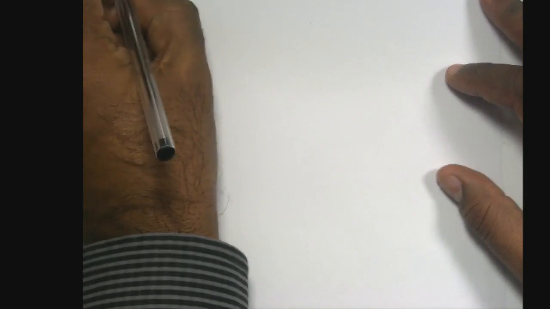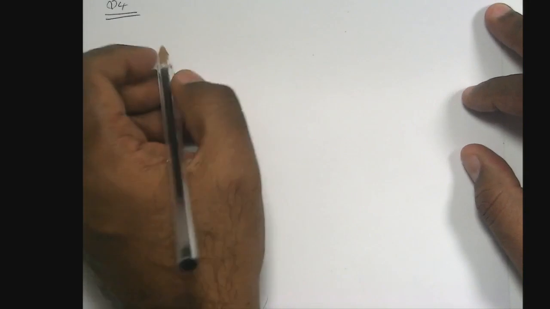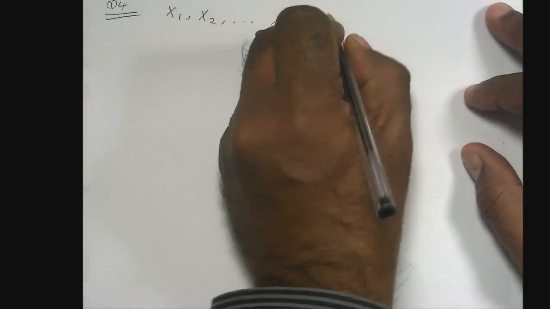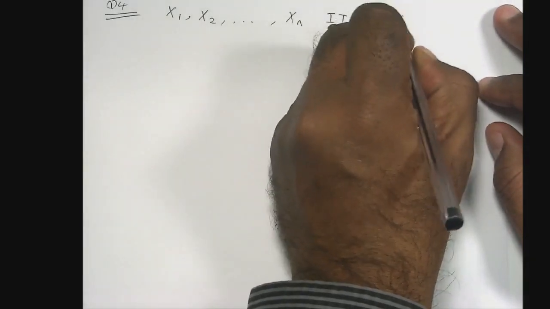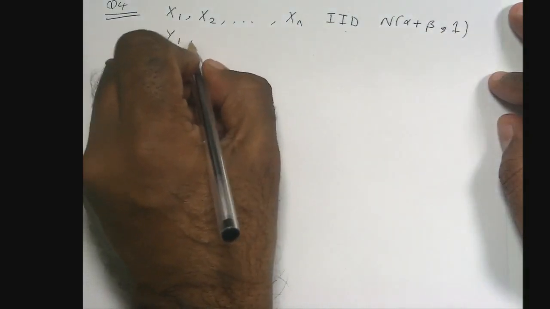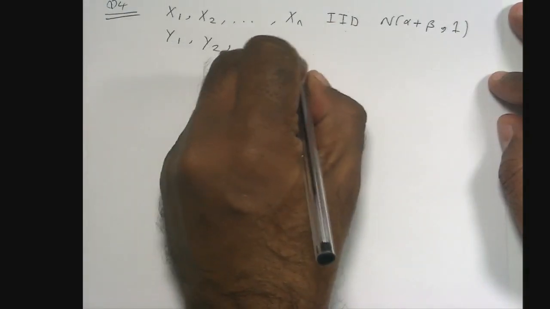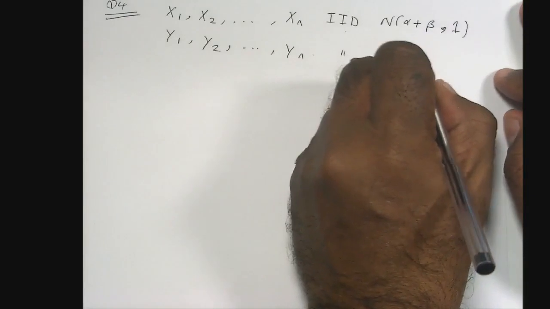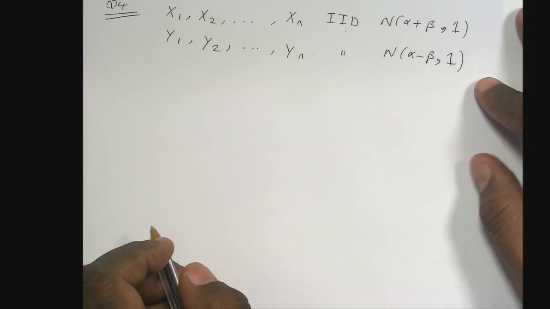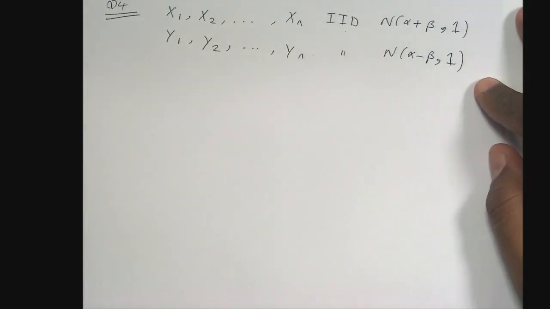Just to go back to question 4, guys. Remember, we had x1, x2 to xn IID with normal distribution, and y1, y2, right? We had this situation in question 4. Now, the way I did it, the way I showed you the solution, is the simple way.